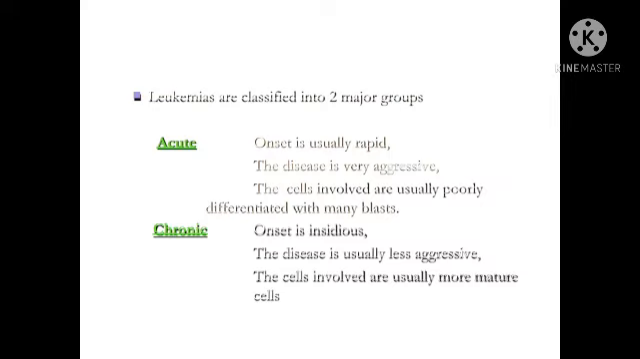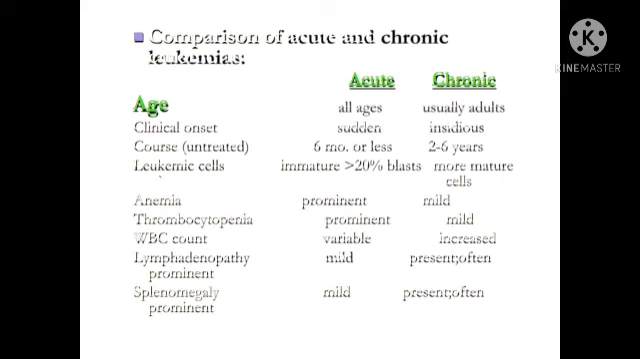Whereas in chronic leukemias, the onset is insidious and the disease will be less aggressive. Insidious means the process is going on very slowly. So, it is less aggressive. The cells involved are more mature cells like RBCs, lymphocytes, neutrophils, etc.